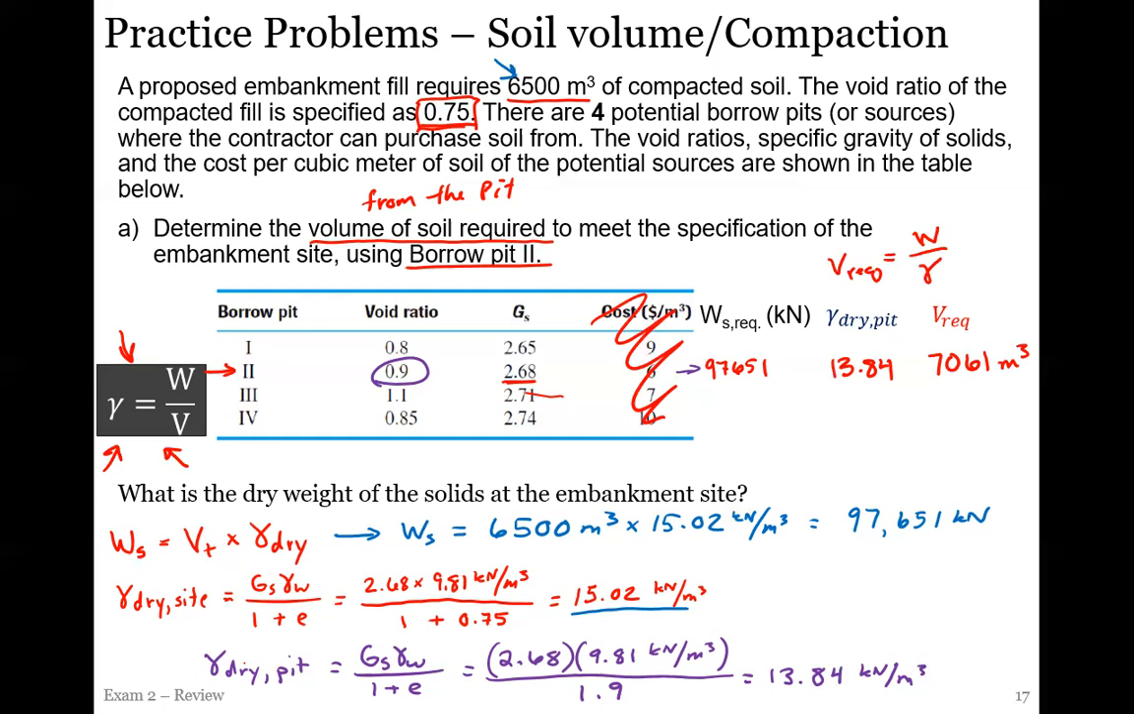So if your number was less than 6,500, then there was some mistake somewhere in there, because how could you have a lower volume and then compact it to a higher volume, you know?